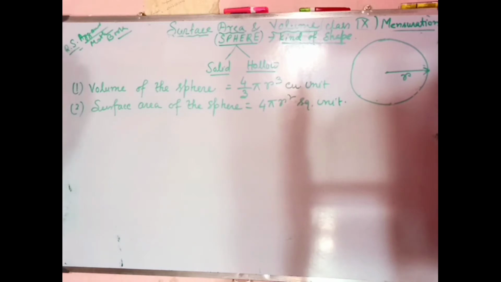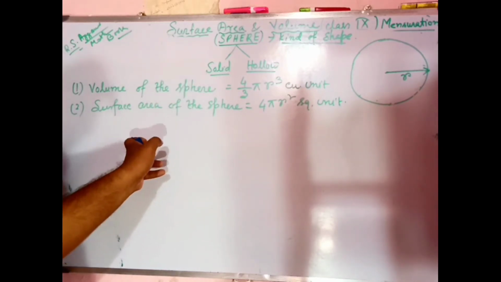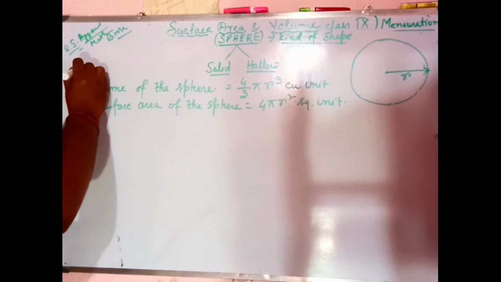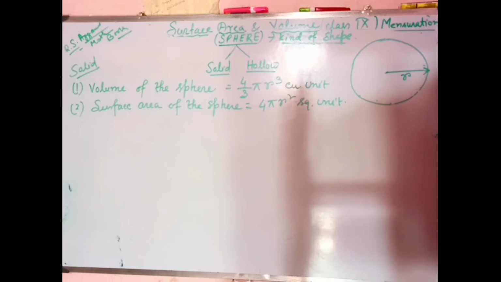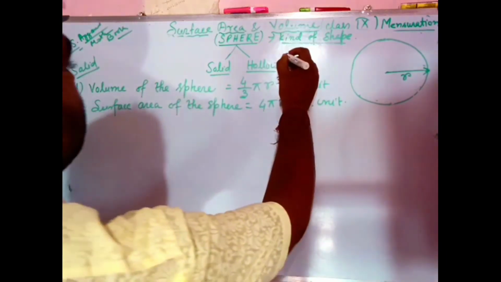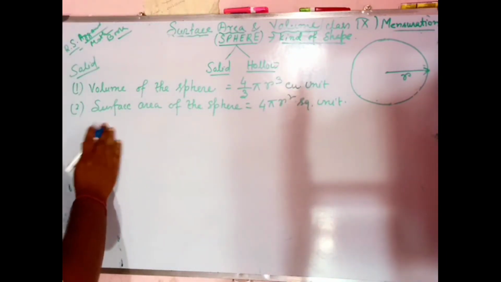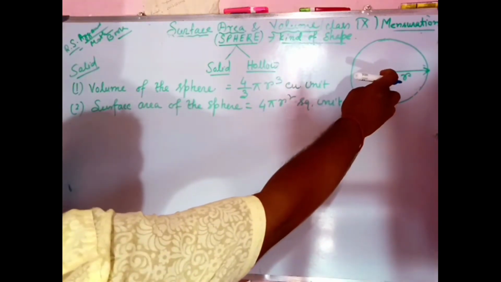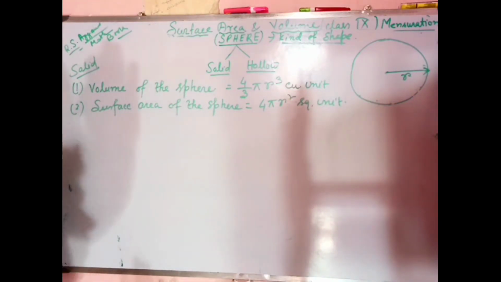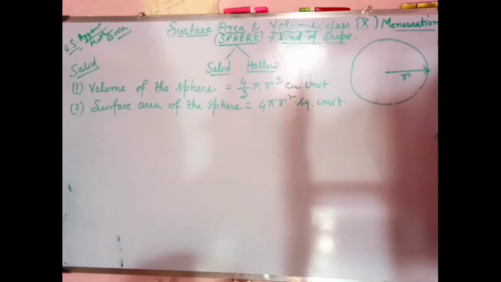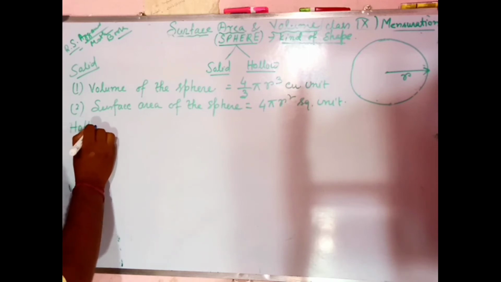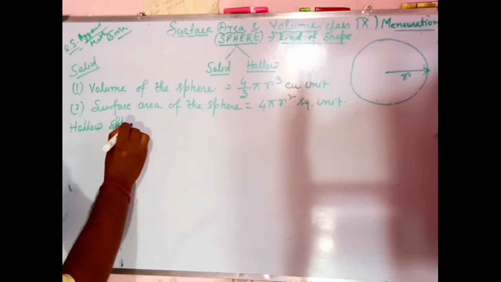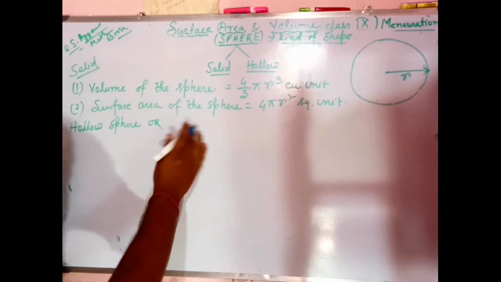Okay, this is for the solid sphere. We are discussing the solid sphere. This is the formula. Understood? Next, hollow sphere or spherical shell. So this is the figure of a solid sphere. A shot put throw ball, that is a solid sphere. Understood? Next, move to the hollow sphere or spherical shell.